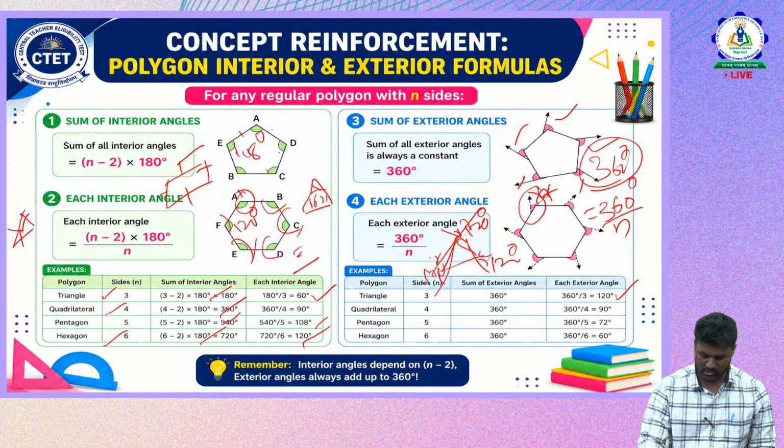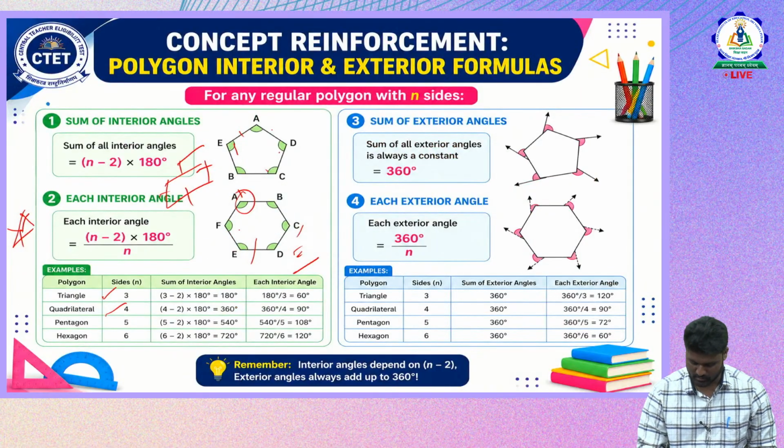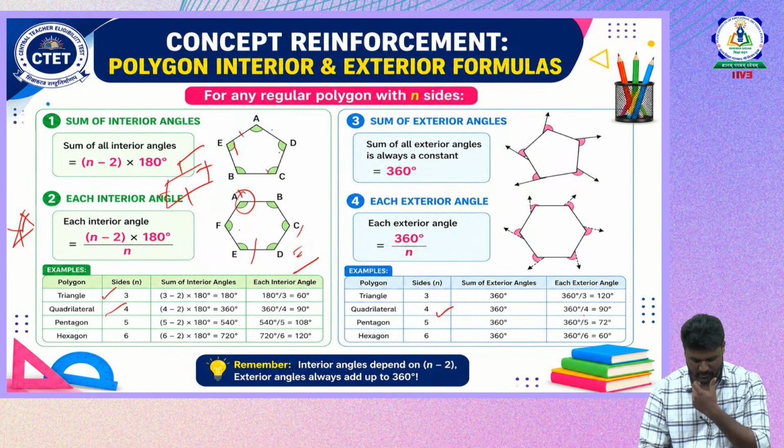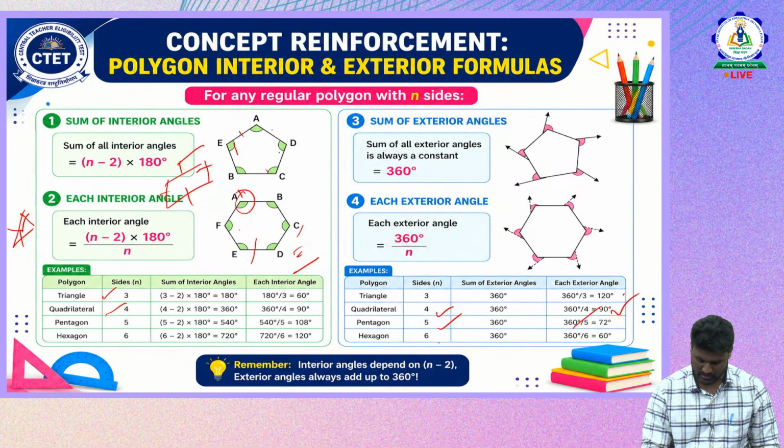Similarly, for the quadrilateral, we have 4 sides. Each angle, how much will it become? 360 by 4, that becomes 90 degrees. For the pentagon, we have 5 sides. For each exterior angle it becomes 360 by 5, that is 72. For the hexagon, how many sides? We have 6 sides. For each exterior angle it becomes 60 degrees.